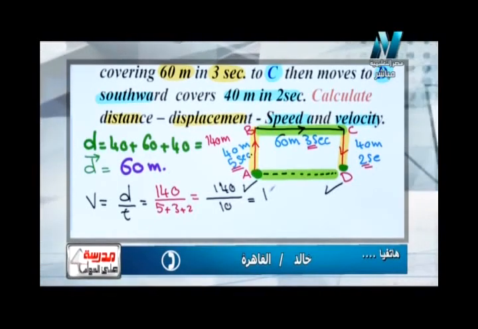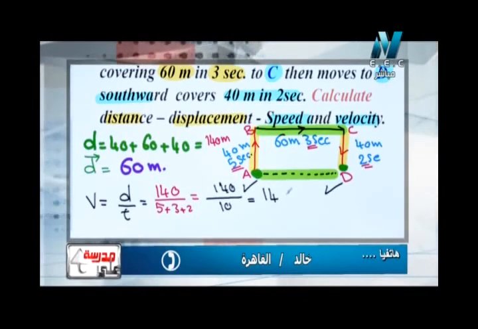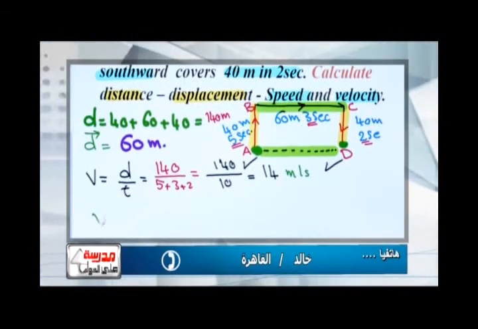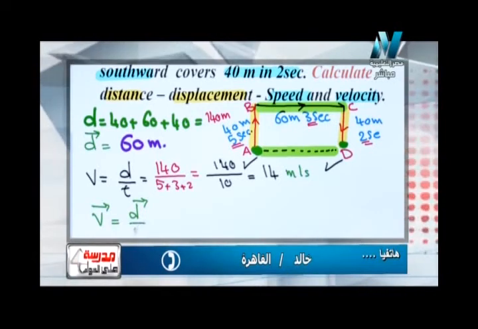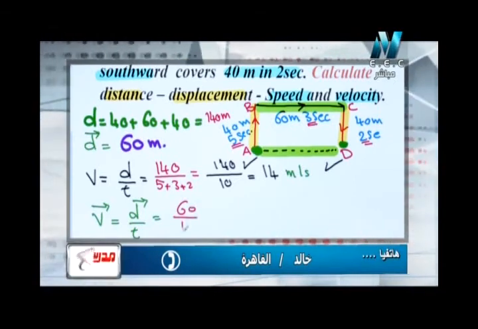1 or 14? No, 14 of course. 14 what? 14 meter per second. Okay, how can we calculate velocity? Last point. Velocity is displacement over time. Displacement equal how many? 60 over 10. Equal how many?